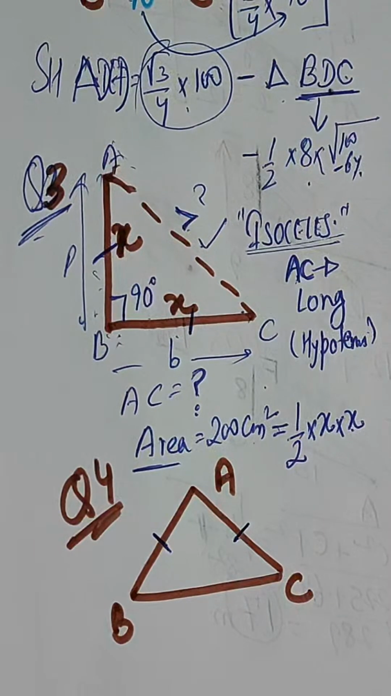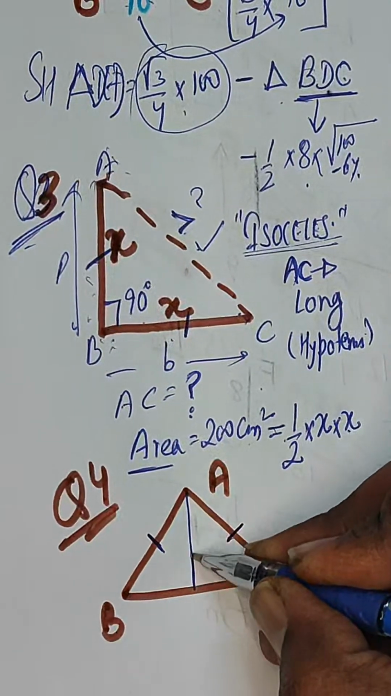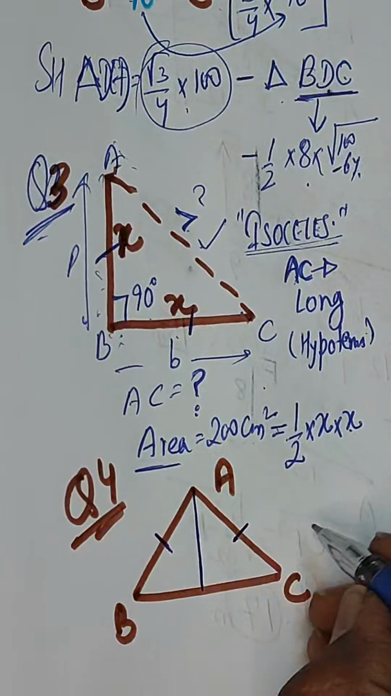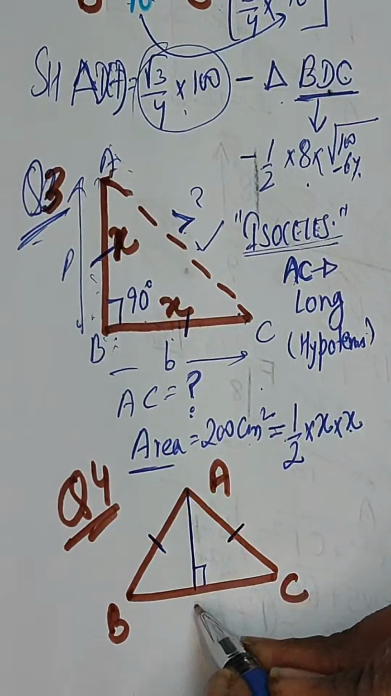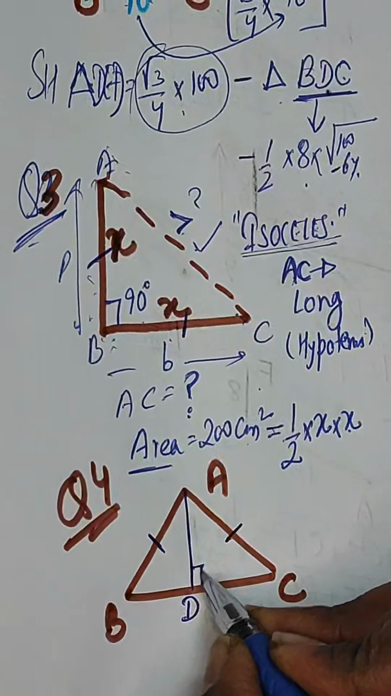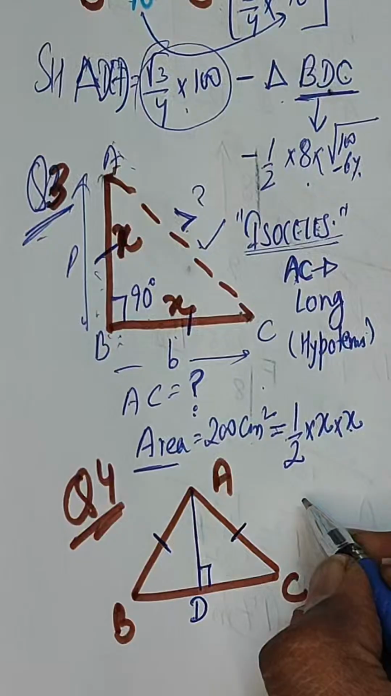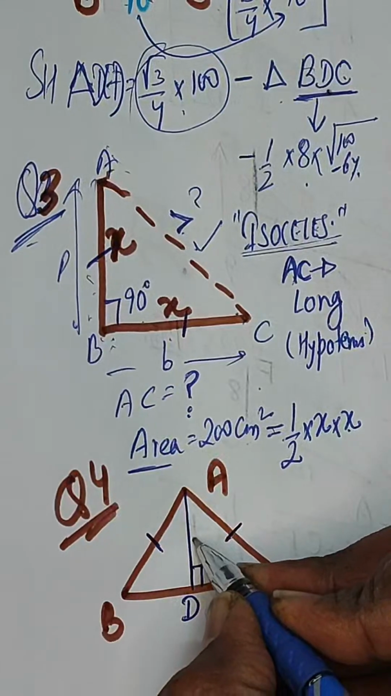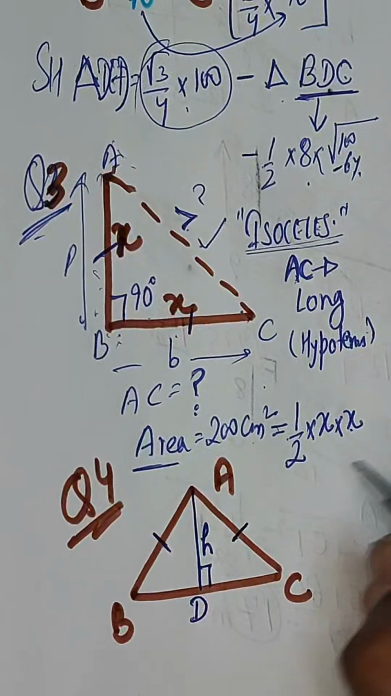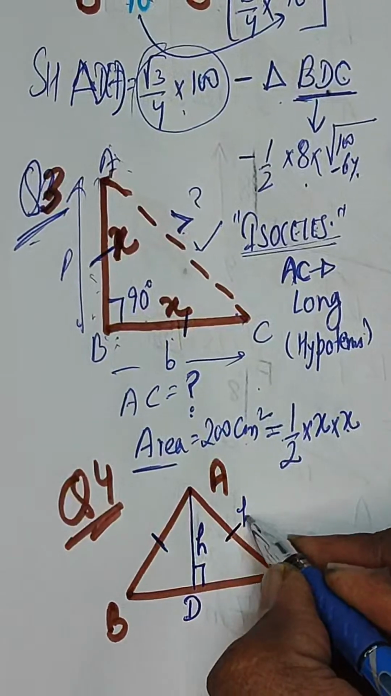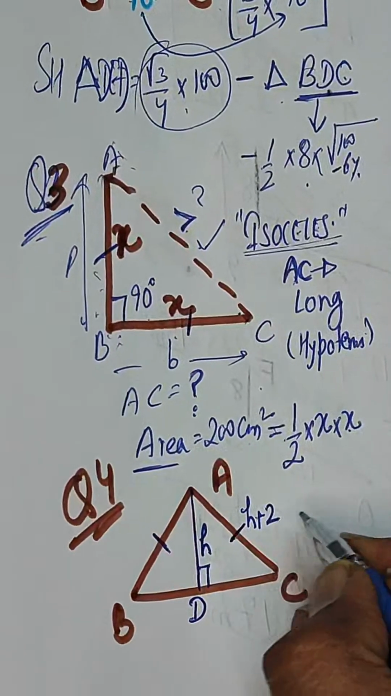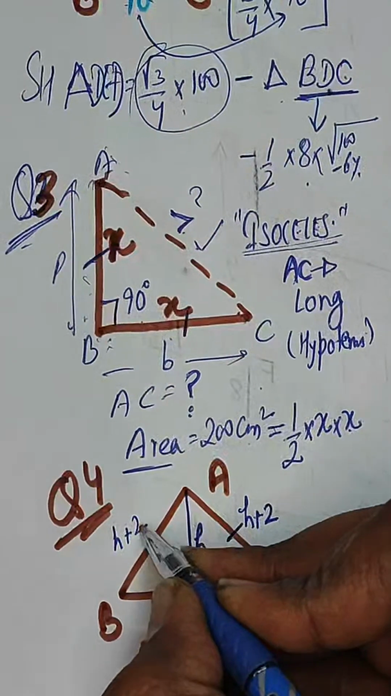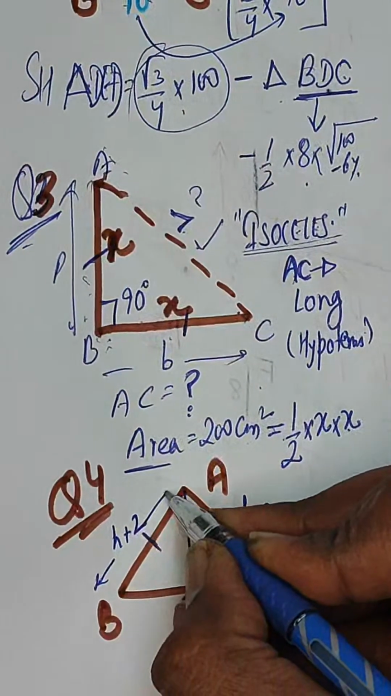And it's given that each of the equal sides of an isosceles triangle measures 2 centimeter more than its height. So if the height of this isosceles triangle is AD, right? Then each of the equal sides measures 2 centimeter more than its height. So if the height is h, the equal sides are h plus 2, this is h plus 2 and this is also h plus 2 as per the question, right?